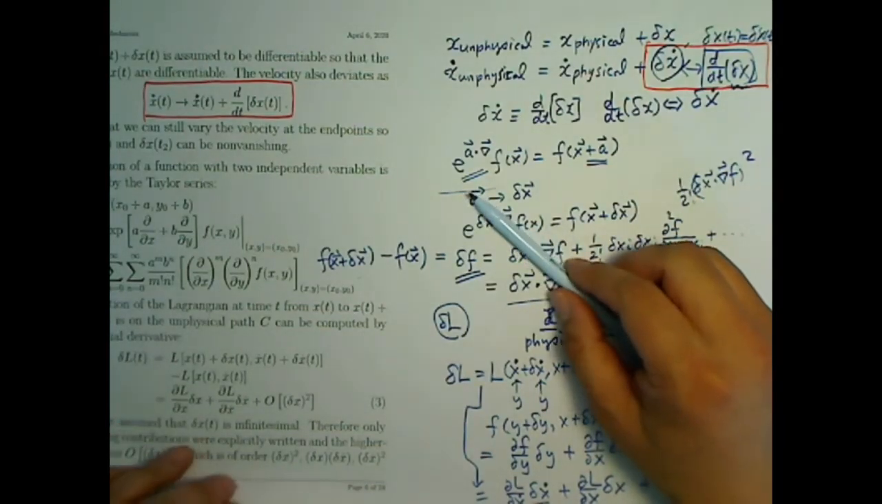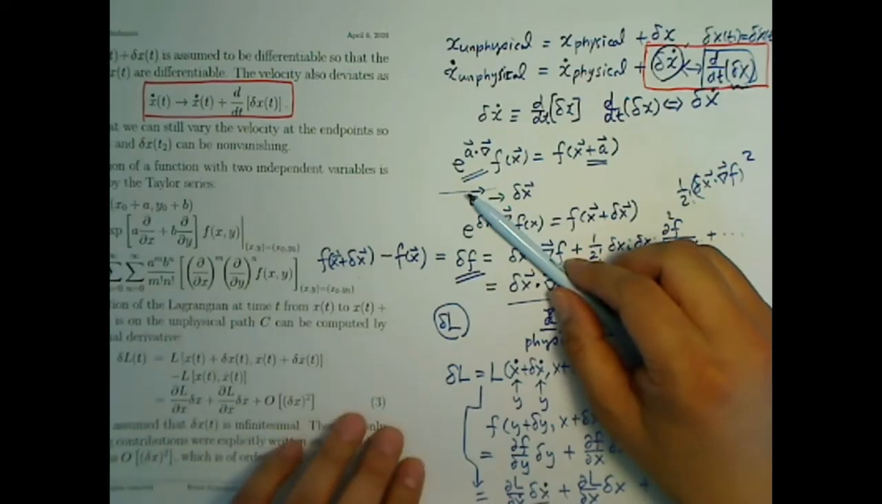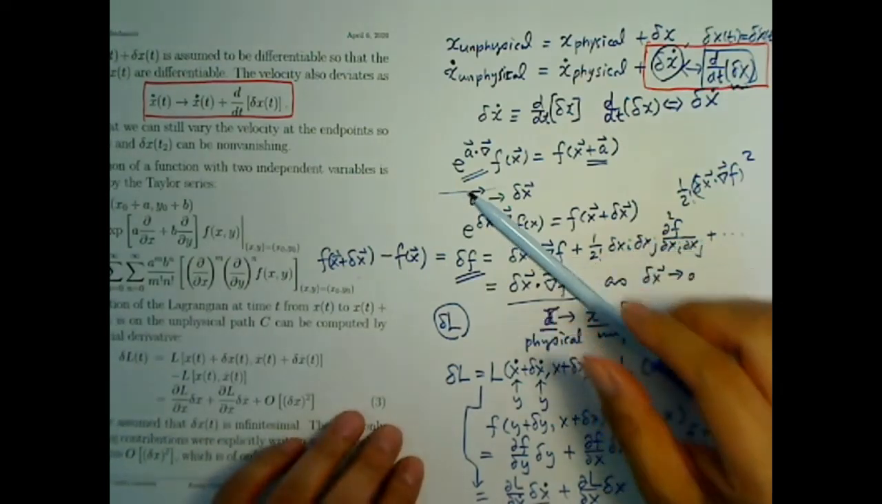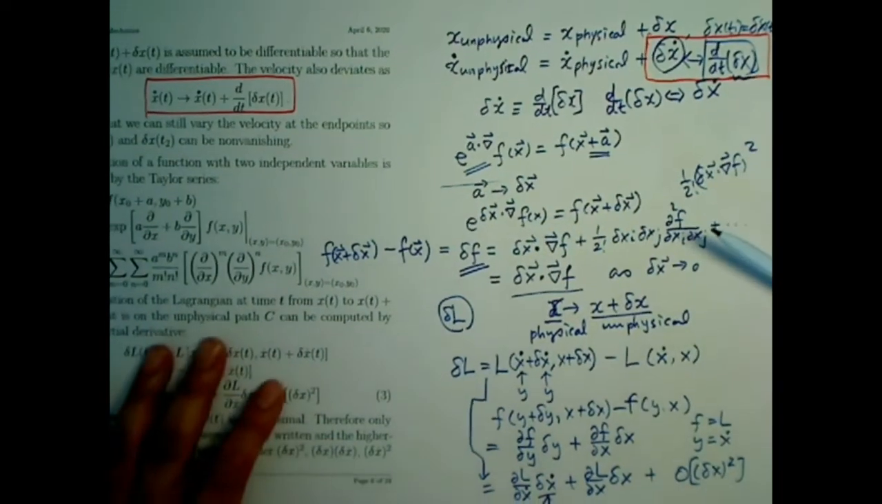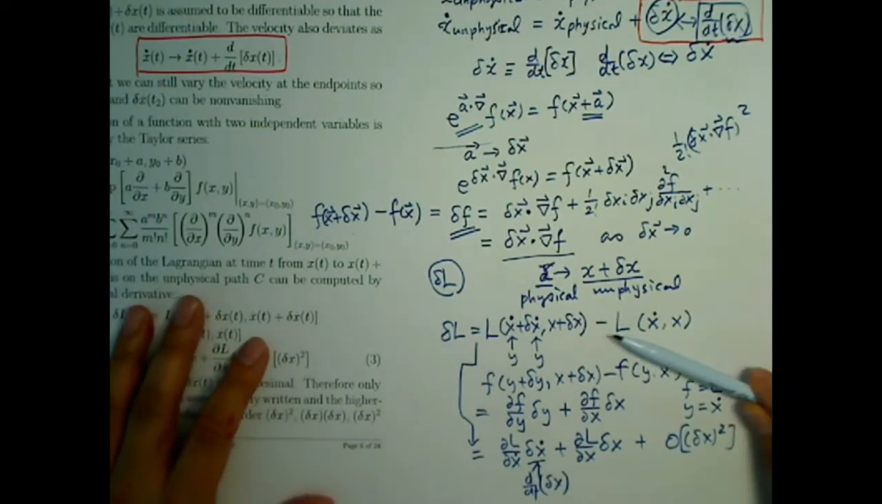And in order to find out the change in the action, we first consider the variation of the Lagrangian, that is, the integrand of the action. Because the Lagrangian is a function of x and x dot, we have to consider the multivariable function variation. There are two variables, x and x dot.